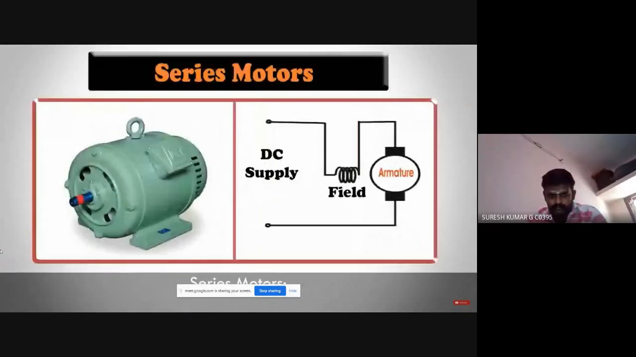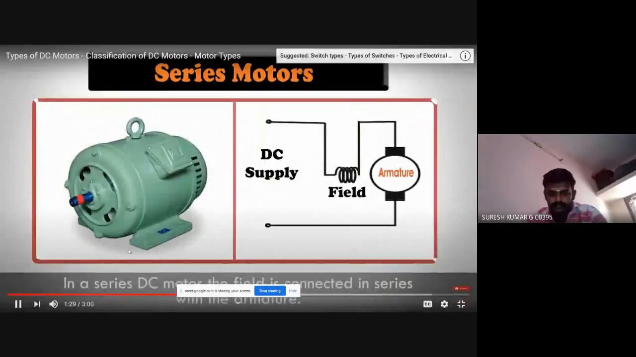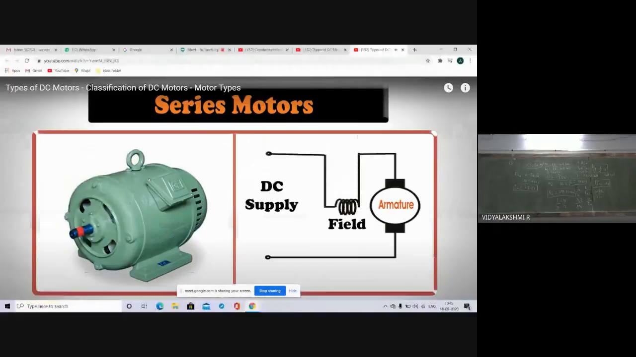Series motors. In a series DC motor, the field is connected in series with the armature.